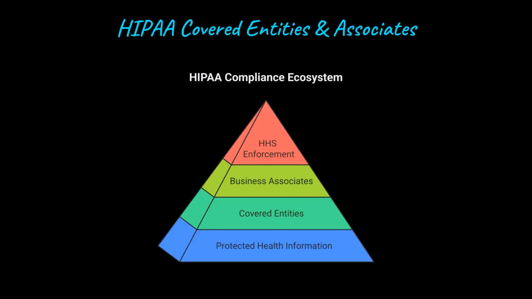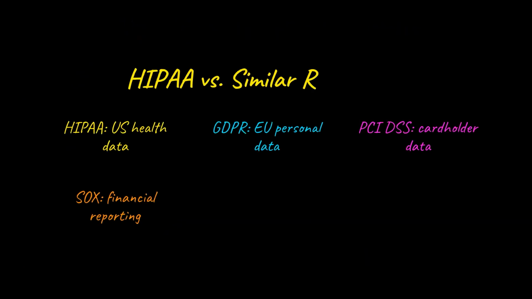Covered entities include health plans, clearinghouses, and providers that conduct transactions electronically. Business associates are vendors or contractors who handle protected health information on their behalf. The Department of Health and Human Services enforces compliance through investigations, corrective action plans, and financial penalties.